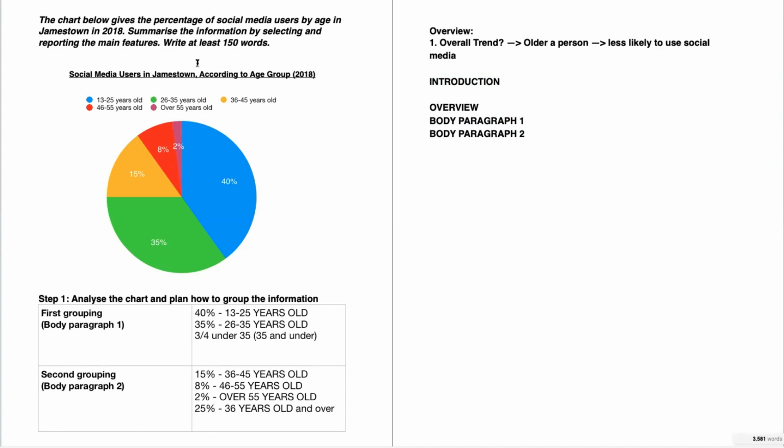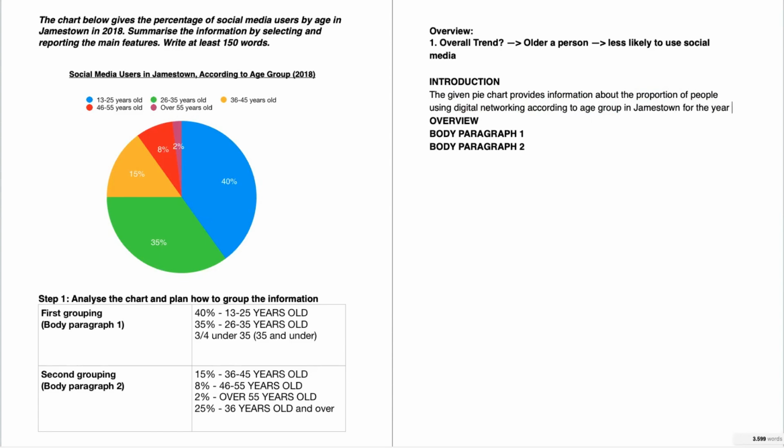So you don't want to go too crazy with this. You do not want to get creative with it. You want to introduce your piece of writing technically or scientifically based on what was given to you. So with that being said, I'm going to say the given pie chart provides information about the proportion of people using digital networking according to age group in Jamestown for the year 2018. And that is one sentence that clearly shows everything we are looking at.